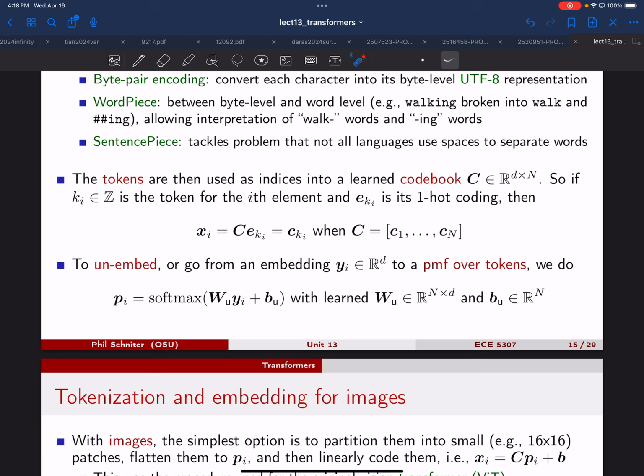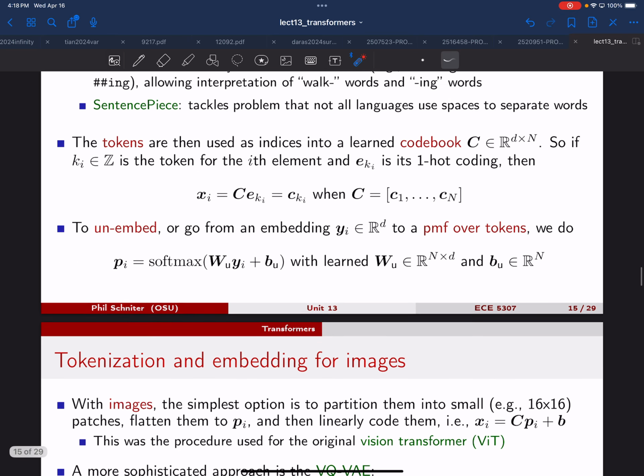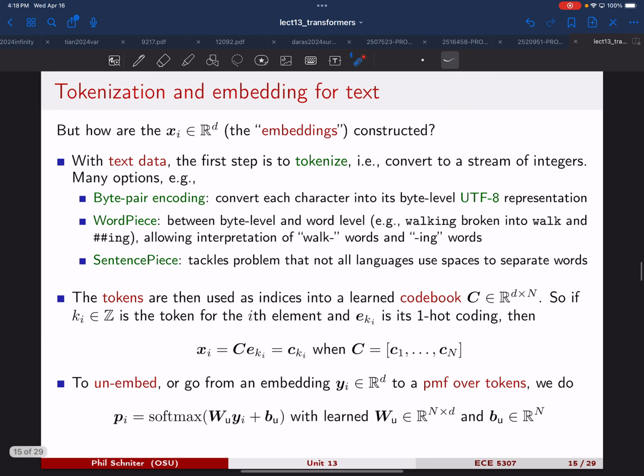So that's unembedding. Instead of going to a specific code word, you could just look at the maximum index in here, or you could say, well, I have several possibilities. It could be this word, or this token, or this token, and so on, and now we have a PMF over those tokens. Okay. So that's tokenization and embedding for text.